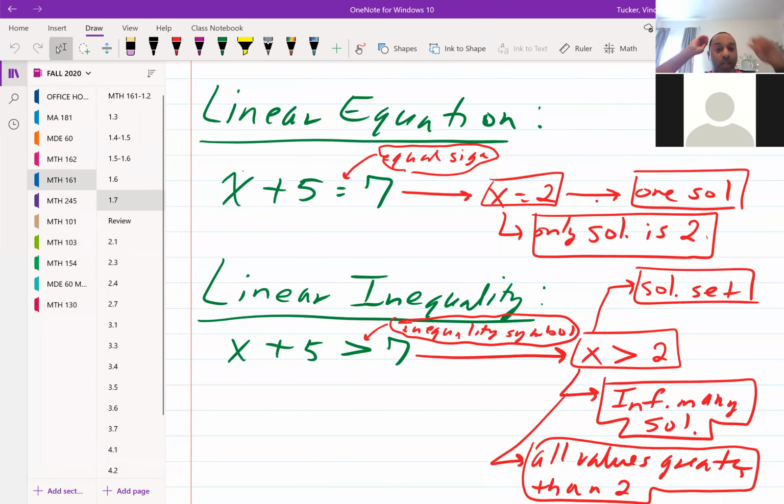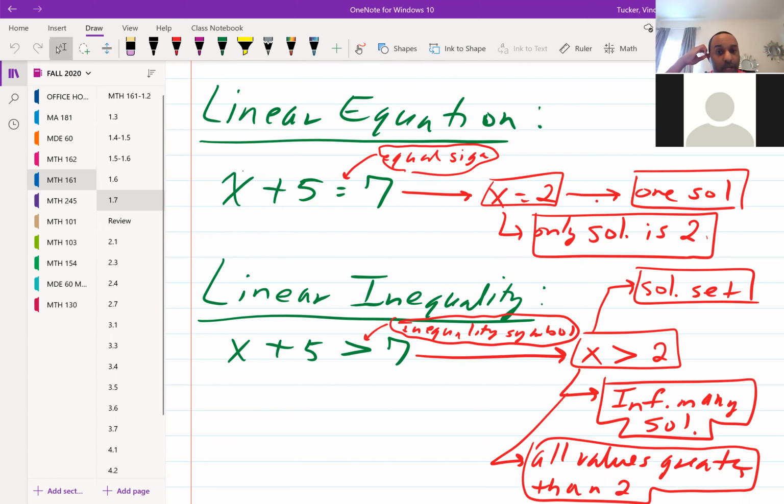So you have x plus 5 equal to 7 versus x plus 5 is greater than 7. So our main differences here, we first see that the equation has an equal sign. The inequality has an inequality symbol. We'll look at all four of the ones that we will be using. But you have an equal sign versus an inequality symbol. That's the first thing that makes the distinction between an equation and an inequality.